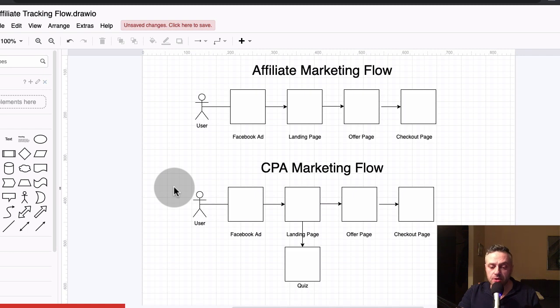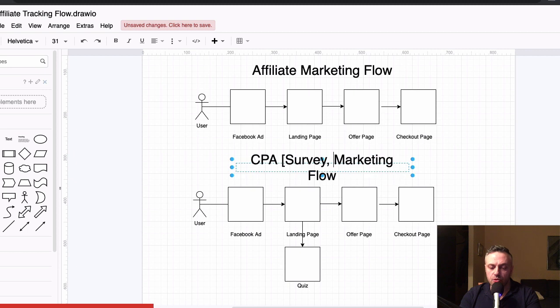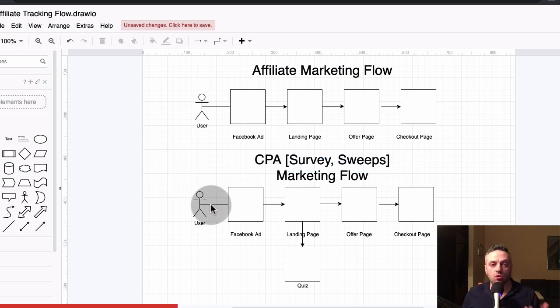Okay, so for instance, we have the CPA marketing flow, and this is for surveys. Not for everything, right? But usually CPA is about action. It's not about purchasing something. It's about taking an action. So I'll just put surveys and sweepstakes. So the user lands on your Facebook ad, for instance. They go to the landing page. They don't go to the offer page right away. They go to the quiz, and the quiz's purpose is to qualify the user.